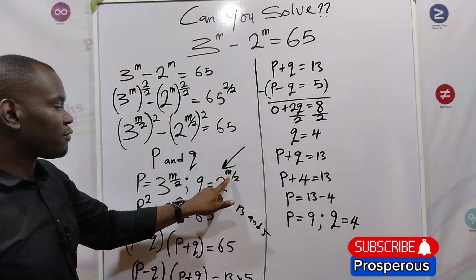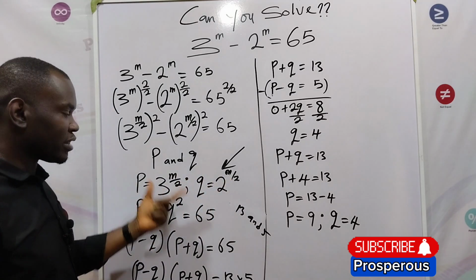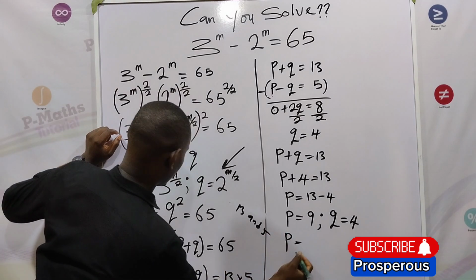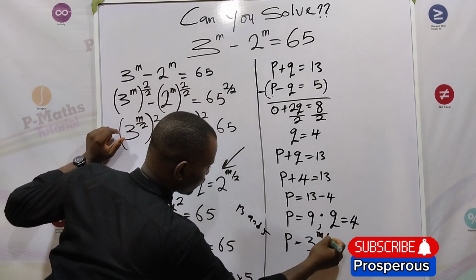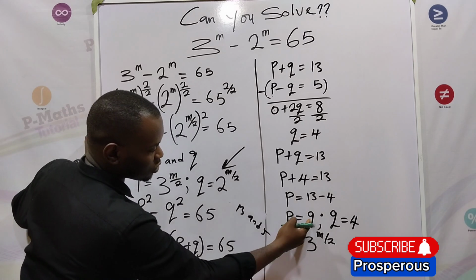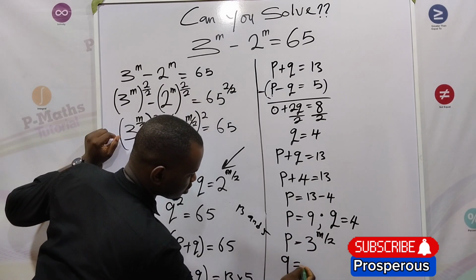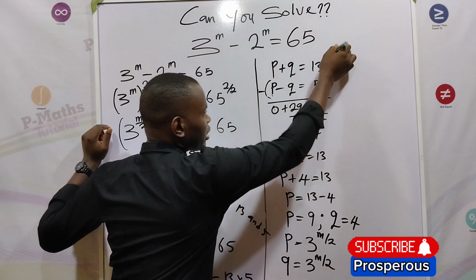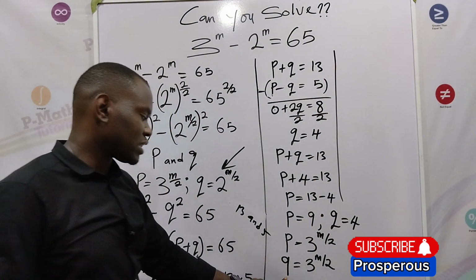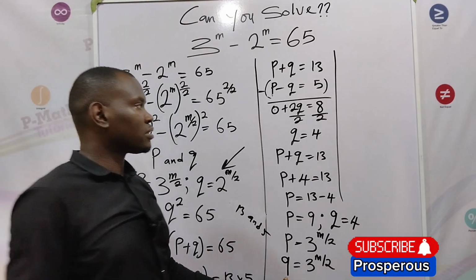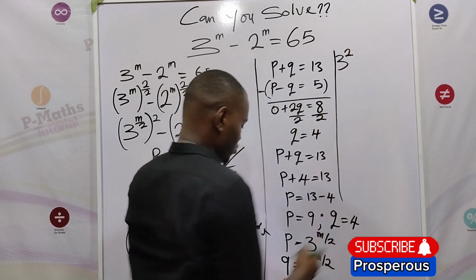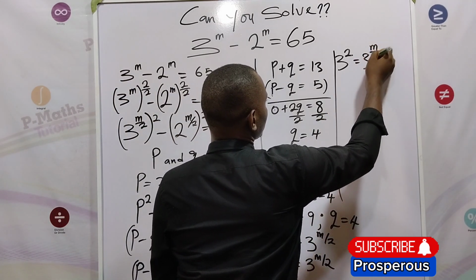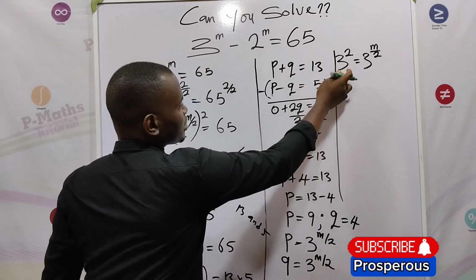Since both of them have the same power, I will use any of them to find the value of m. So let me use this one. I have p equals 3 raised to power m over 2. And the value of p is what? 9. So we say 9 is equal to 3 power m over 2. Let's finish up the work here. At this point, 9 can be written as an index of 3. So we have 3 raised to power 2, which will give you 9, equals 3 raised to power m over 2. Then the bases are equal.